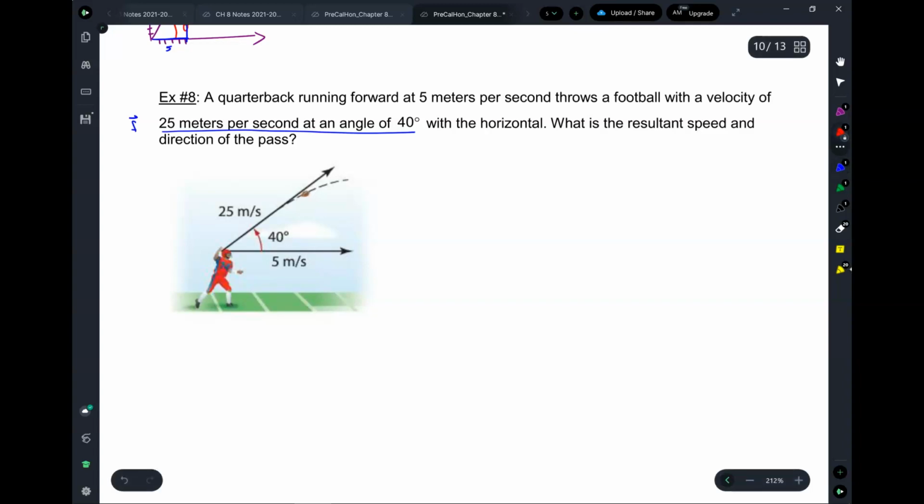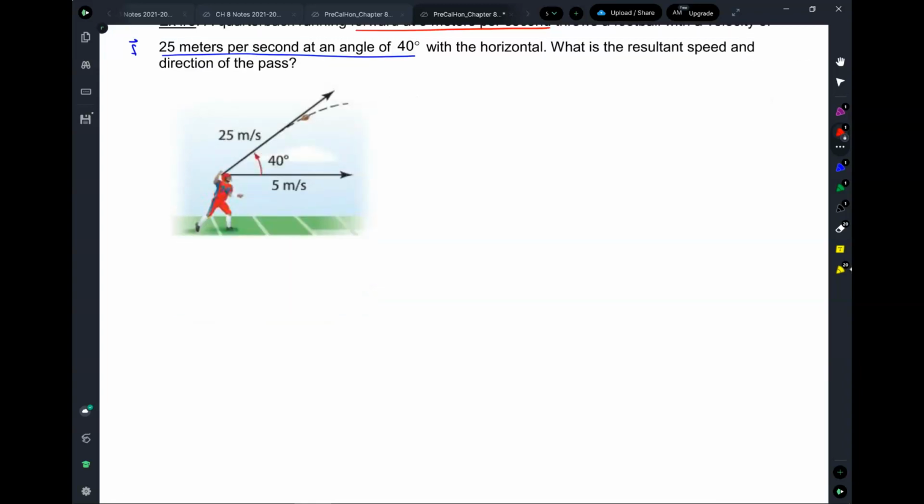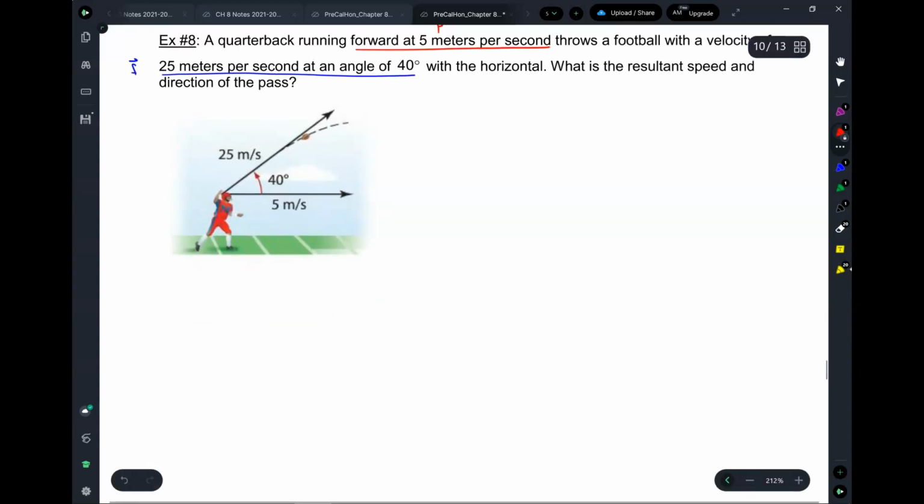So let's go back to the beginning. A quarterback running forward at 5 meters per second. That's the quarterback. We'll call that P for the player. So now we have two vectors happening here. And you see here, the two vectors are sort of drawn like this. But what I want is the resultant speed. The resultant speed is going to be P plus F. So I need to find P plus F. So let's draw them.